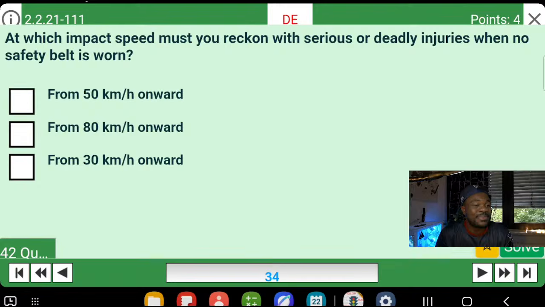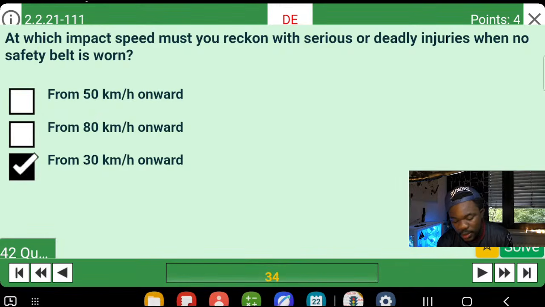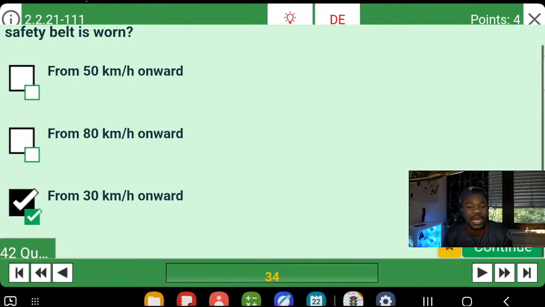At which impact speed must you reckon with serious or deadly injuries when no safety belt is worn? This question is a technical question, and they really want you to understand it properly. And I'll tell you how. The correct answer is number 3, which is 30. That's to let you understand that no matter how slow you are driving, you need to have your safety belt on. That belt is there for safety.